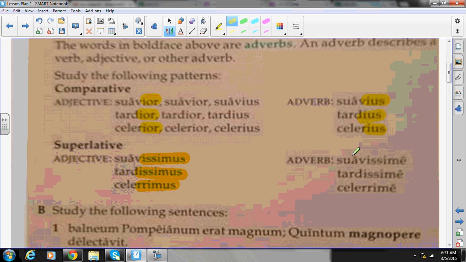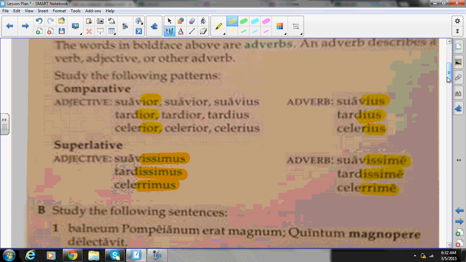When we change it to a superlative adverb, we use ISSIME. So instead of the MUS, we use an ME. And we'll do that throughout. You can also have the double R or the double L with the IME as well. So the transformation between adjective and adverb for the superlative is very, very similar. For the comparative, not so much.